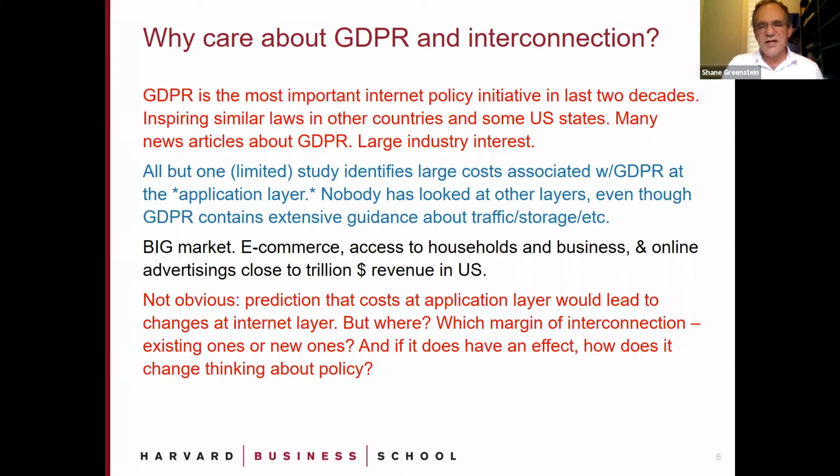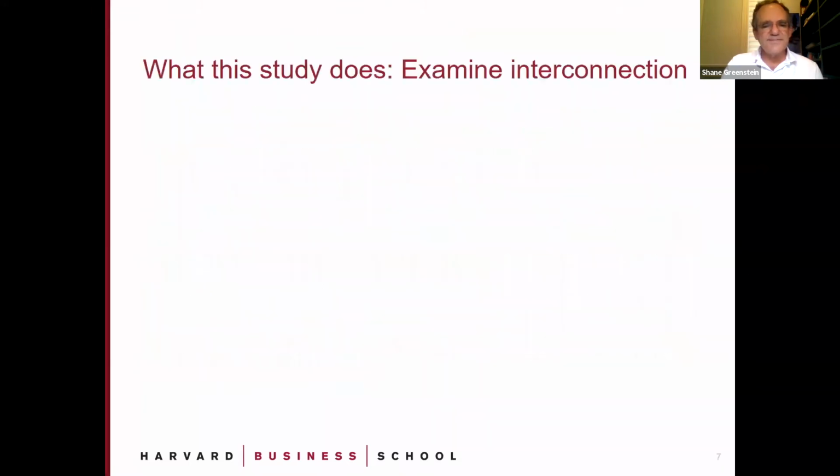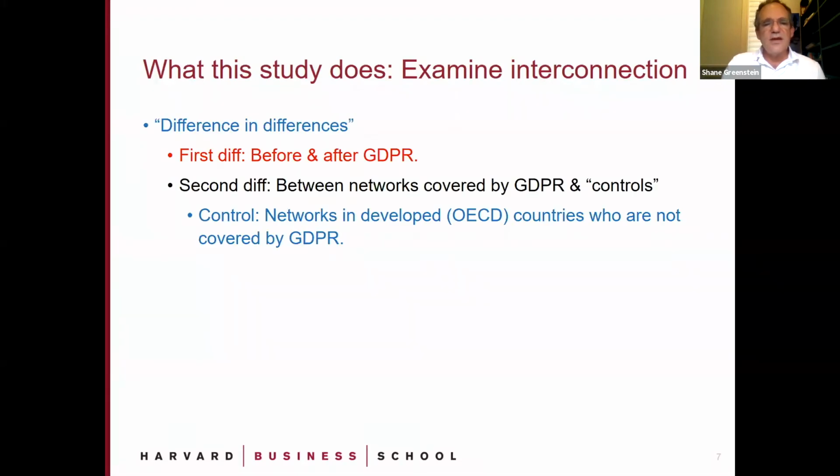When we started to try to think about how it would affect the internet layer and interconnection in particular, we weren't sure what margin would be affected, if any, and if it does have an effect, how do we think about the policy consequences from those effects. Okay. So we thought it was a pretty interesting thing to do. So here's what we're going to do. We're going to do a difference in difference study. I know that's pretty familiar probably to this audience.